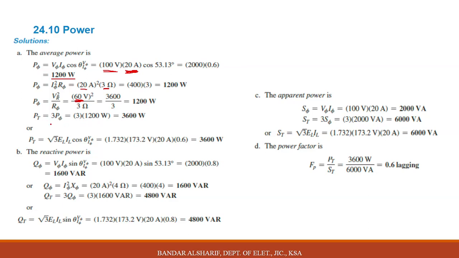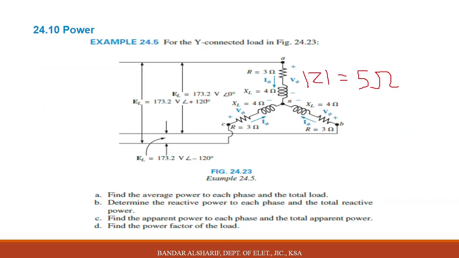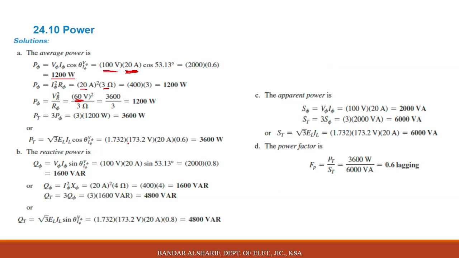Now we need to find the total power. Multiply the single phase power by 3, you will get 3600. We have another option to find the total power: multiply the line voltage by I line. The I is equal in the Y connection, but the line voltage, we know in the question, is 173, which is multiplied by root 3. So root 3 multiplied by 173 multiplied by 20 multiplied by 0.6, you will get the same answer.